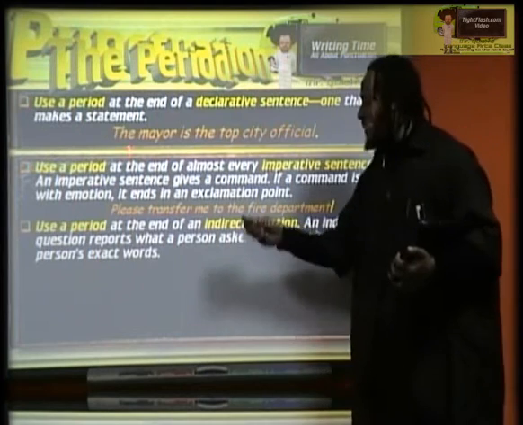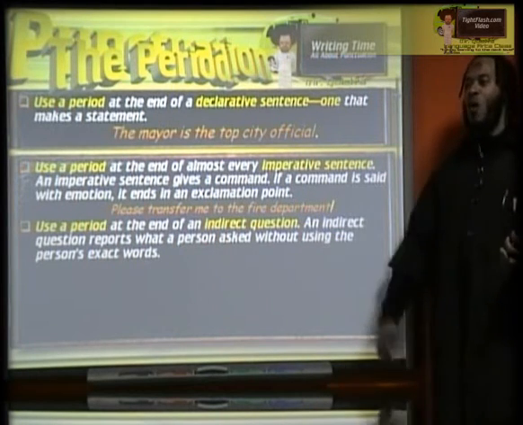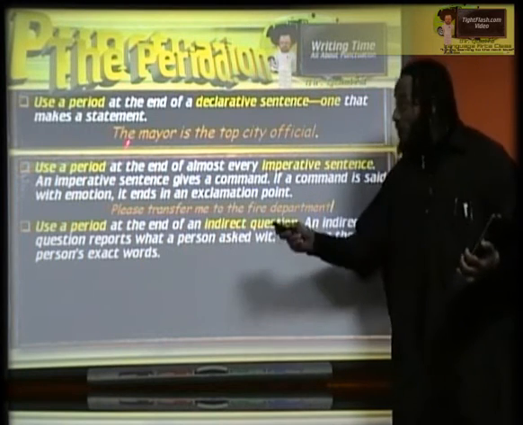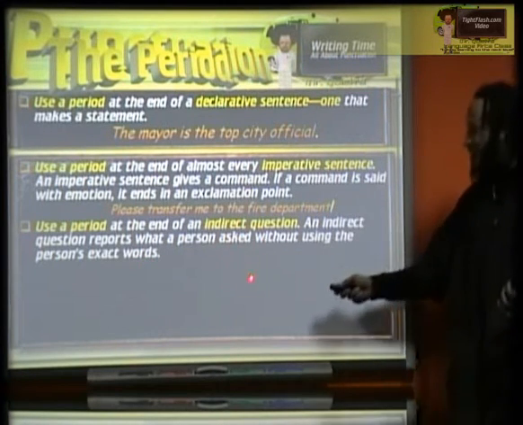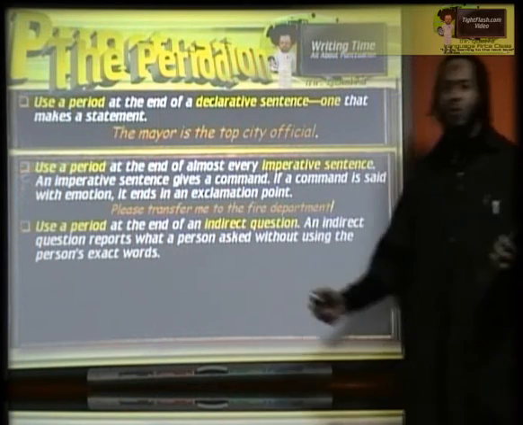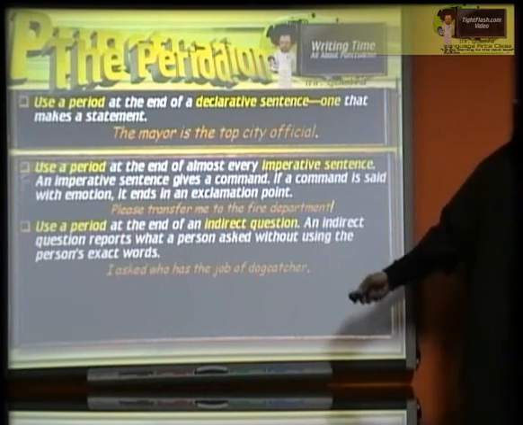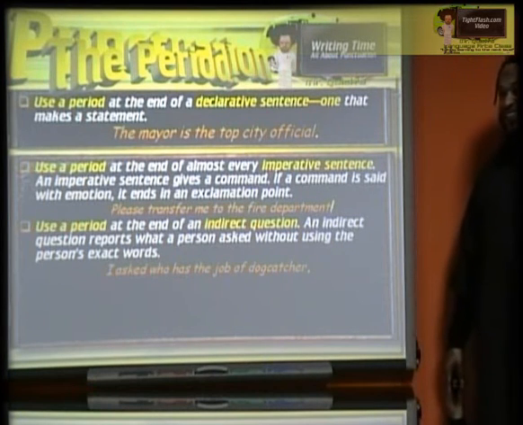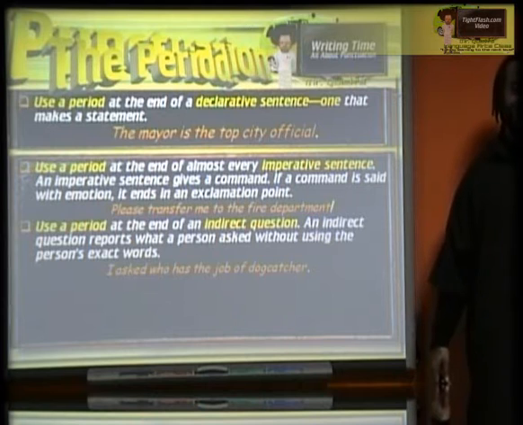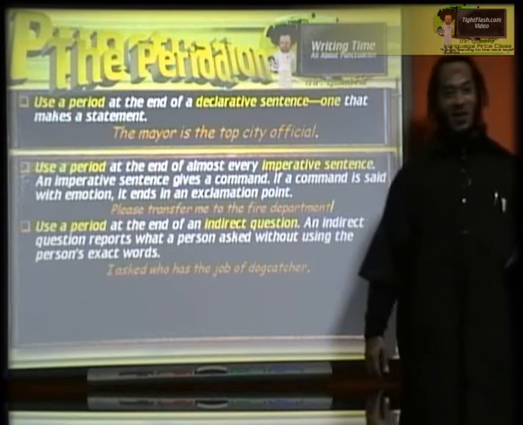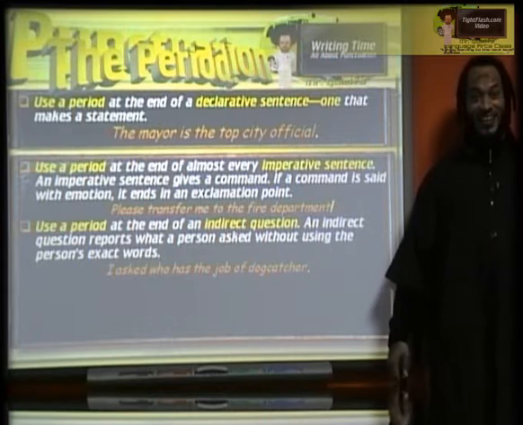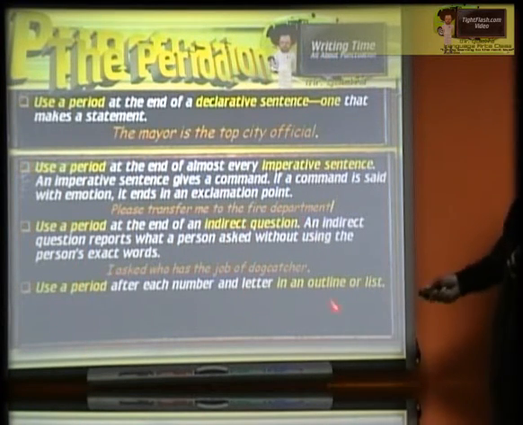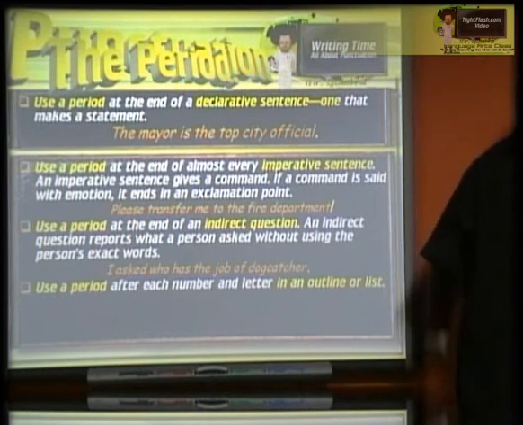Okay, use a period at the end of an indirect question. An indirect question reports what a person asked without using the person's exact words. For instance, I asked who has the job of dog catcher. You would not put a question mark there. You put a period. Use a period after each number and letter in an outline, a list. We'll have to go into that one.